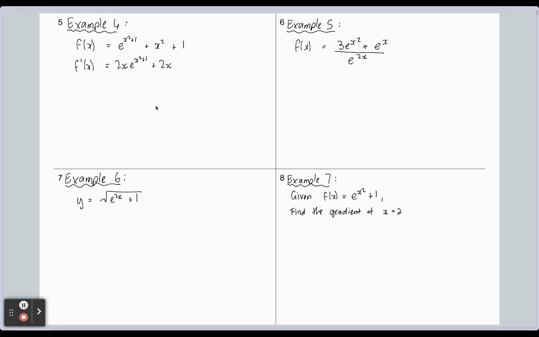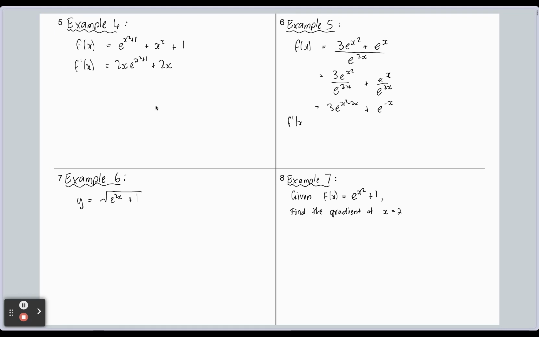Example 5 is, we can't touch this until we just have a sum or difference of functions, if you like, involving e in this case. So I'm going to split it: 3e to the x squared over e to the 2x plus e to the x over e to the 2x. That's equal to 3e to the x squared minus 2x plus e to the x minus 2x, which is negative x. So there's my single line of expression there.